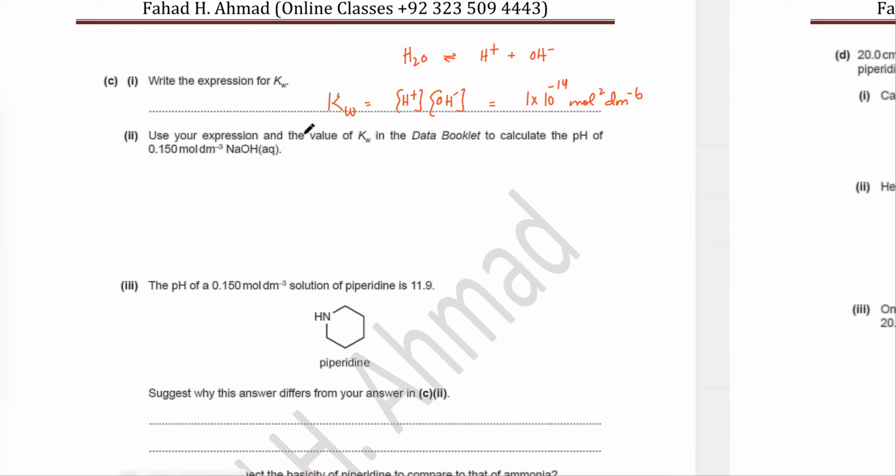So then you've got to use your expression, find the value of KW from the data booklet, to calculate the pH of 0.15 mole per dm cube NaOH. Now, NaOH is a strong base. So that means, since it's a strong base, NaOH ionizes completely.